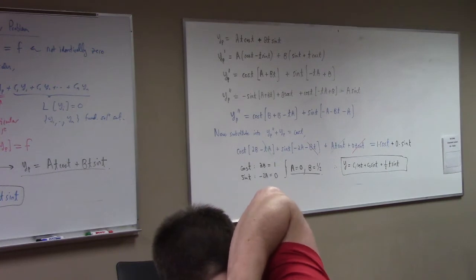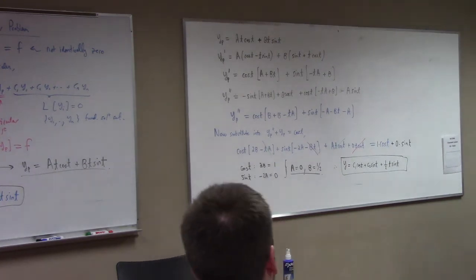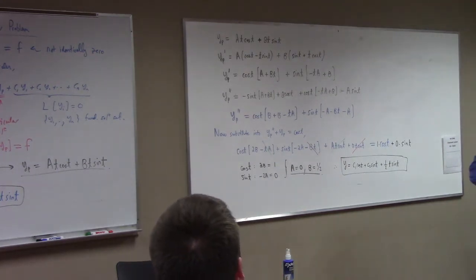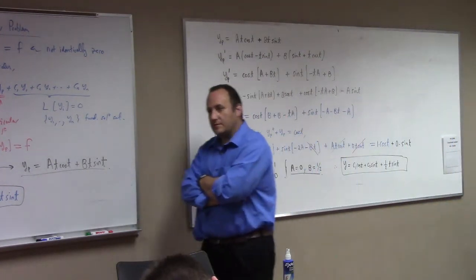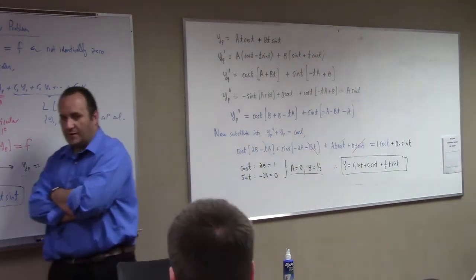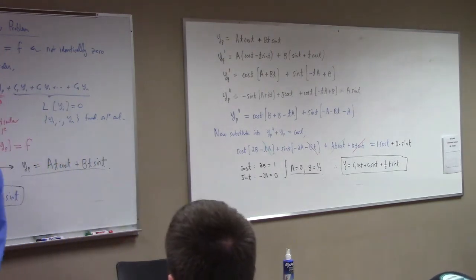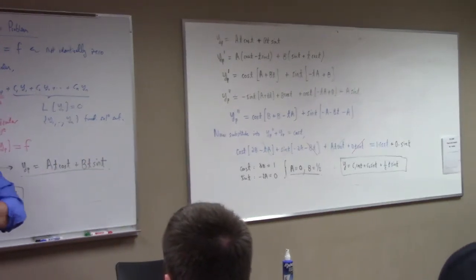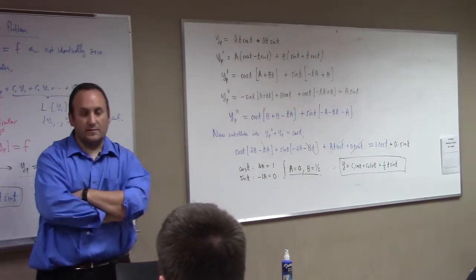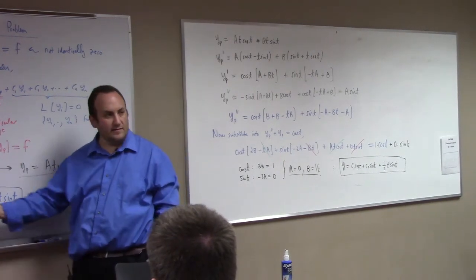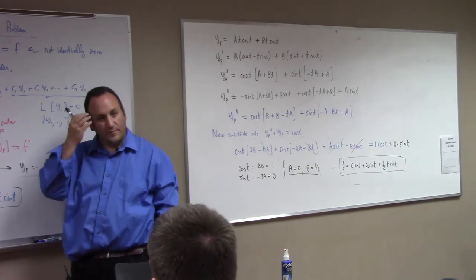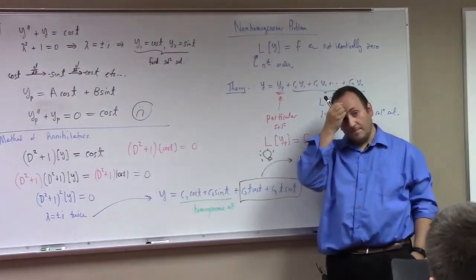So what's the method of annihilators' role in all of this? What is this thing we're doing? The method of annihilators doesn't solve the problem for you. What it does is give you a path to derive the particular solution's form. It showed me that I should put a t times cosine and sine to find the form of the particular solution. All right?